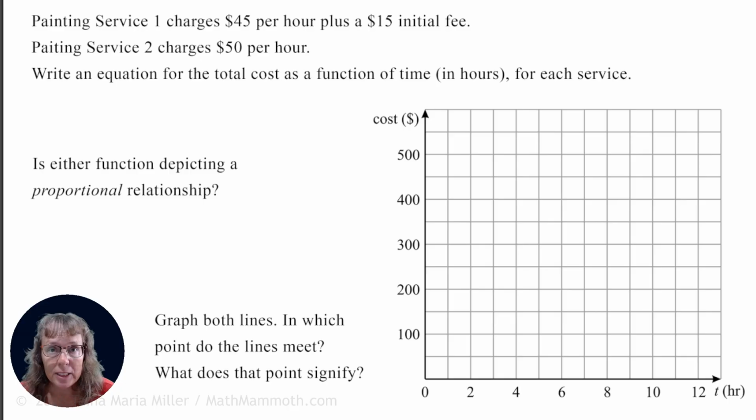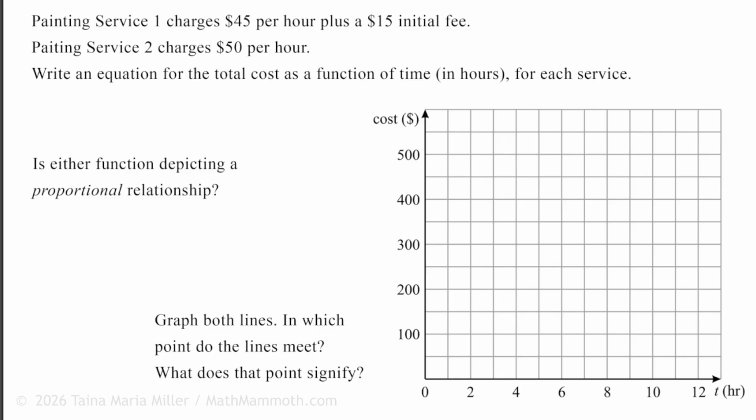Our last exercise for this lesson, try to do it yourself first. Painting Service 1 charges $45 per hour plus a $15 initial fee. Painting Service 2 charges $50 per hour. Oh, I know there's a typo. Write an equation for the total cost as a function of time in hours for each service. I have this grid here also, so we can graph those two equations once we have them.